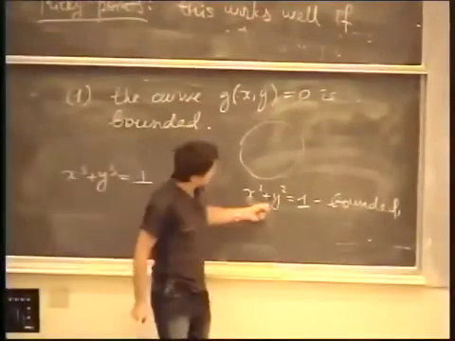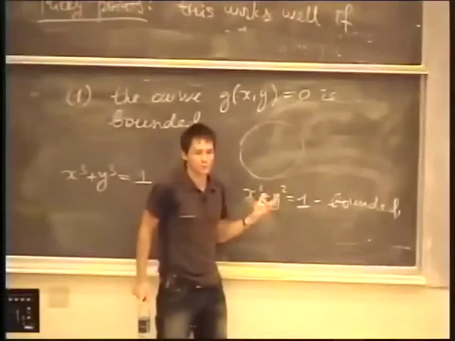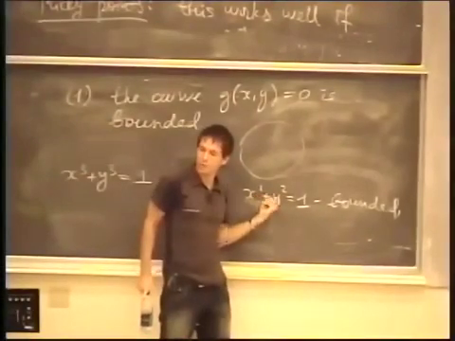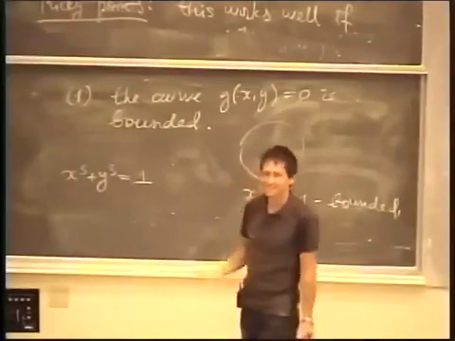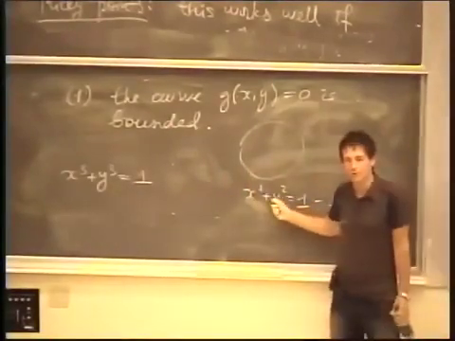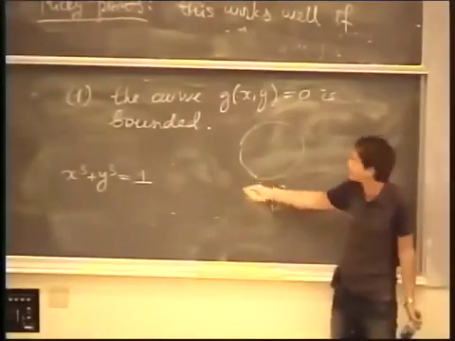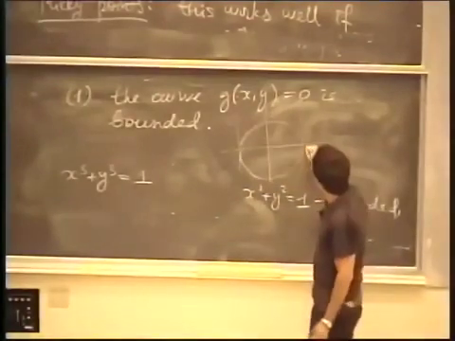And the reason is, of course, that here you have a sum of squares, and squares are always positive or 0. So if the sum of squares is equal to 1, this is the sum of 2 numbers which are positive and equal to 1. So it means that each of them has to be between 0 and 1, and that puts the bounds. Of course, x and y can only be between 1 and -1, right?